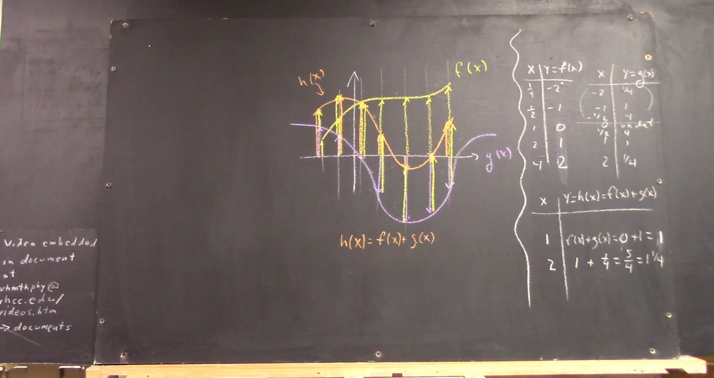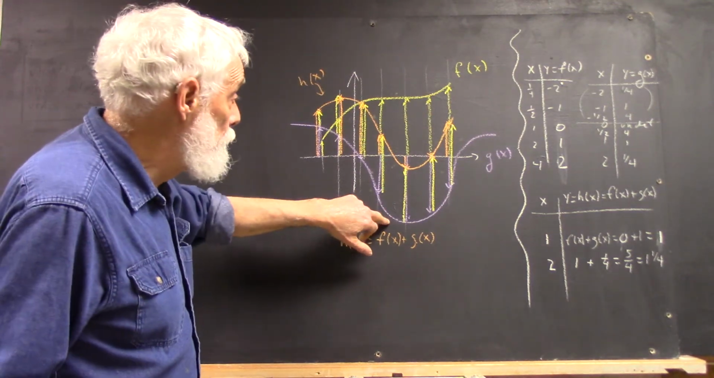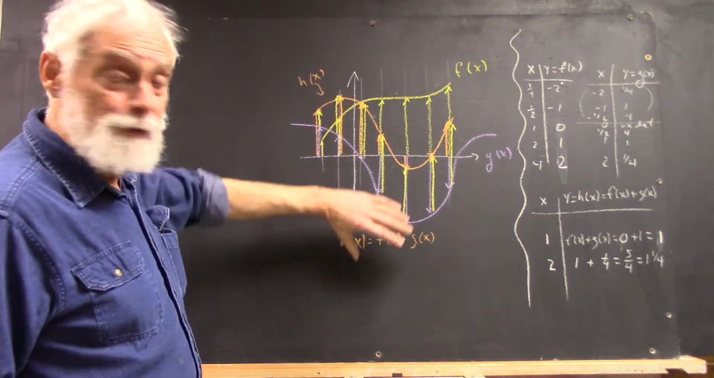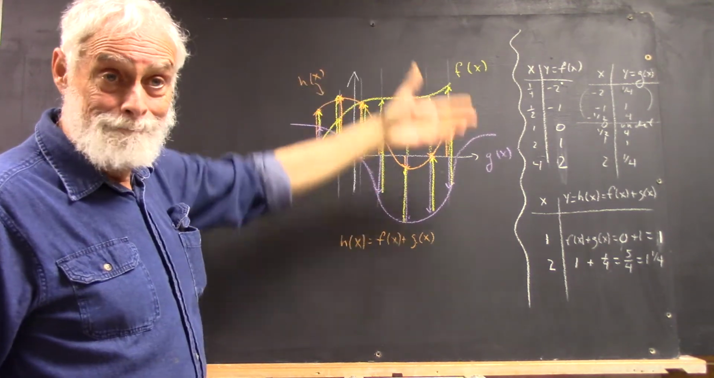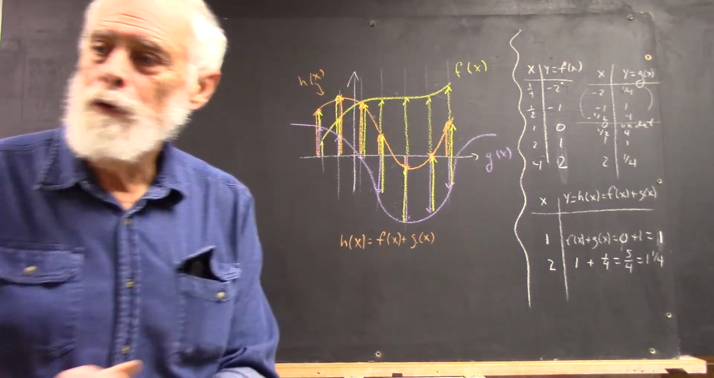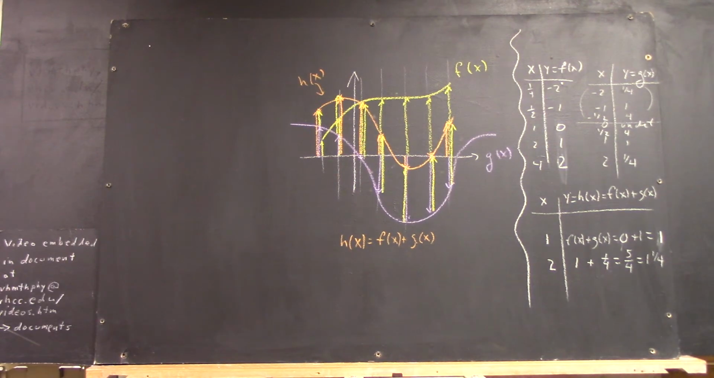Now if I want to do h of x minus g of x, well, I'd reflect g of x through the x-axis. All the values would become the negatives of what they are, and I'd add them. Okay? If I want to do f of x times g of x, well, I haven't asked you to do that at this point, and we'll get to that later in the course, because that's a little more complicated, a little harder to look at.